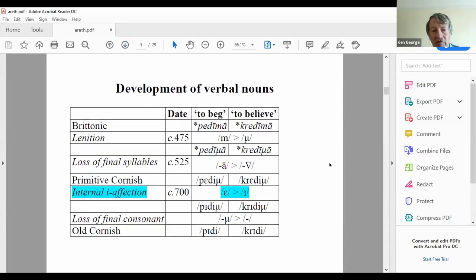So if we look to see how these verbal nouns developed, starting off with the supposed forms here in Brittonic, pedima and credima, and if we apply all the known changes, we eventually end up with, in Old Cornish, pidi and credi. And the most important of these changes is internal I-affection, dated about 700 AD, whereby the stressed vowel in hedi was raised to pidi. So the supposed only forms in Old Cornish would have been pidi and credi.